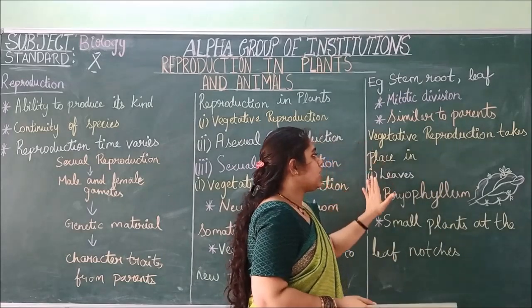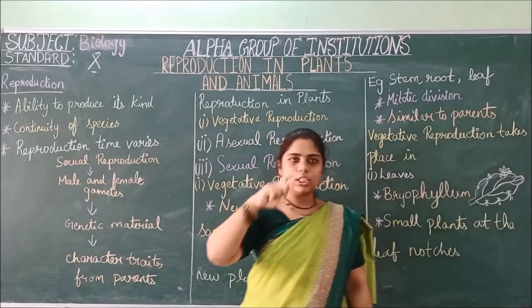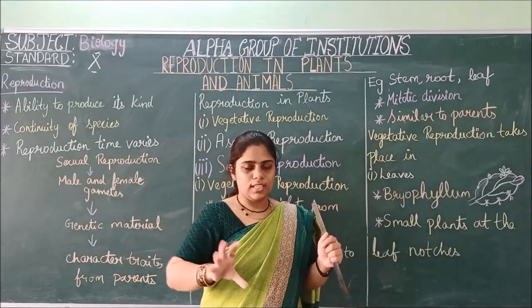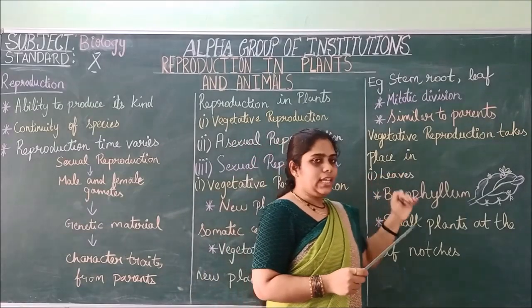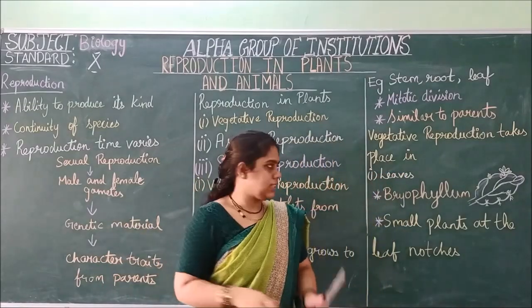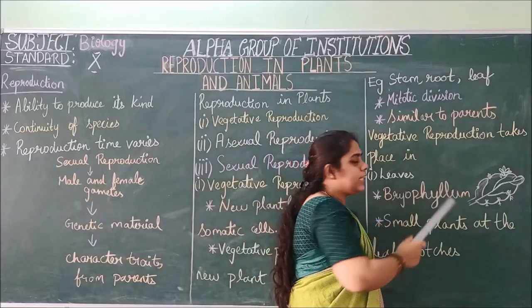Next is vegetative reproduction. How will we take each part? We said vegetative parts means the leaf, root and the stems. So, we will take each part with one example for all these things. First, we are going to take the leaves.